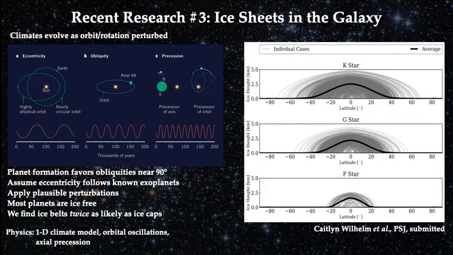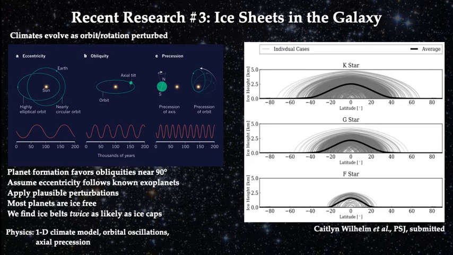Finally, let's turn to climates and ice sheets in the galaxy. In this case, we wanted to explore what the distribution of ice is on planets in the habitable zones. So we performed Monte Carlo simulations in which we placed planets in the habitable zones of FGK stars with initial obliquities as predicted by planet formation. In other words, there's a peak near 90 degrees of obliquity. We applied an eccentricity distribution that matches the known exoplanets, and then we applied oscillations to those properties. Basically, these are Exo-Milankovitch cycles.